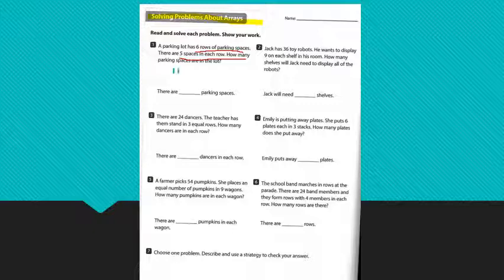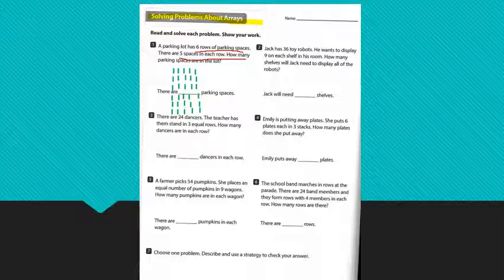1, 2, 3, 4, 5. That's one row. 1, 2, 3, 4, 5. 2 rows. 1, 2, 3, 4, 5. 3 rows. 1, 2, 3, 4, 5. 4 rows. 1, 2, 3, 4, 5. 5 rows, and 1, 2, 3, 4, 5, 6 rows.